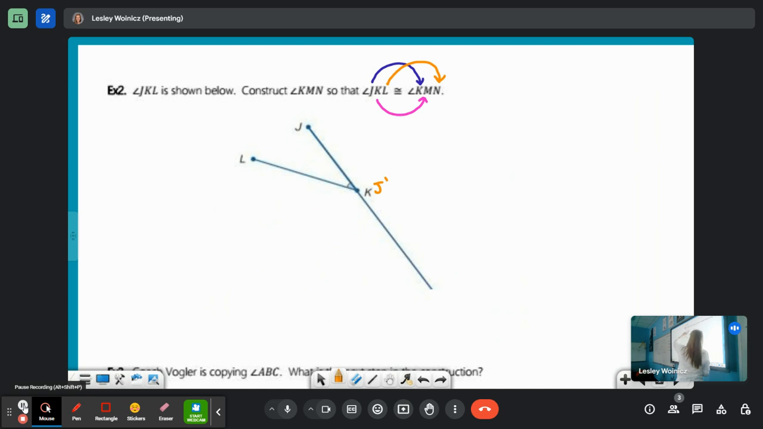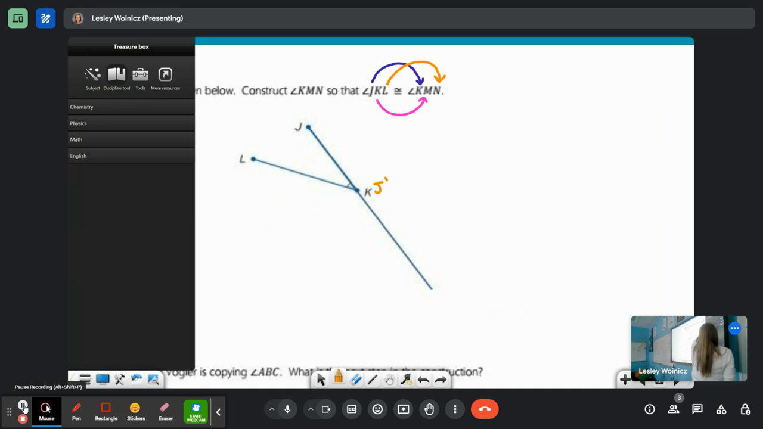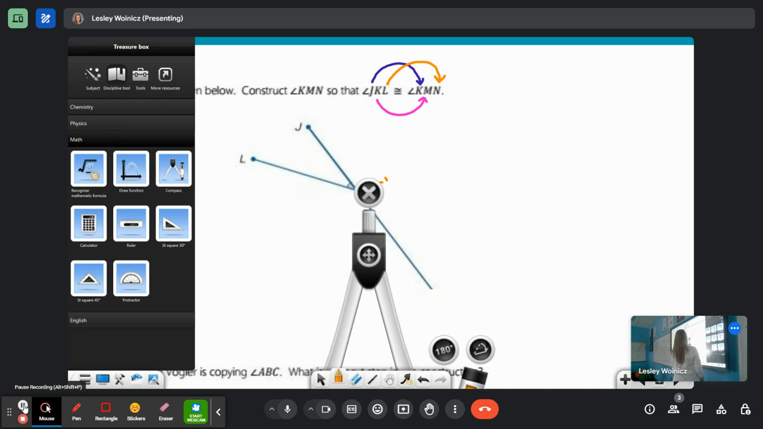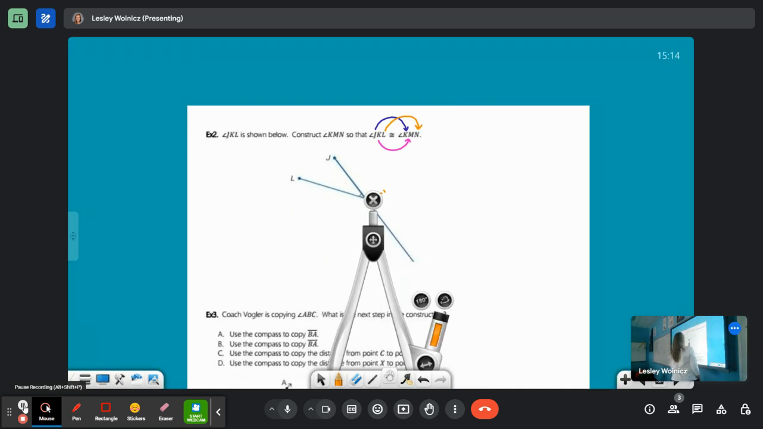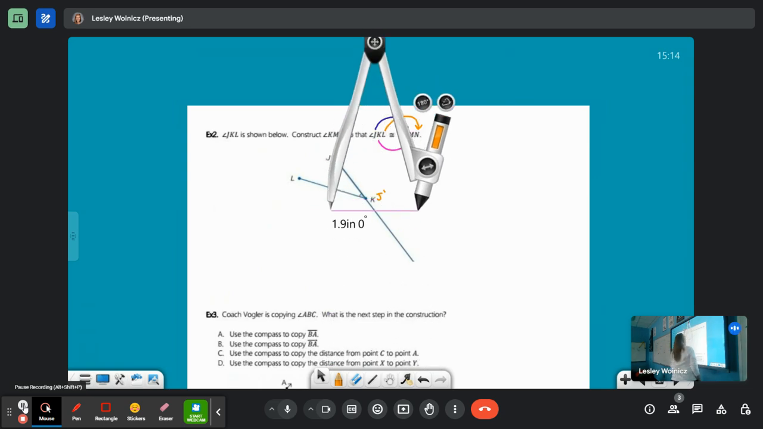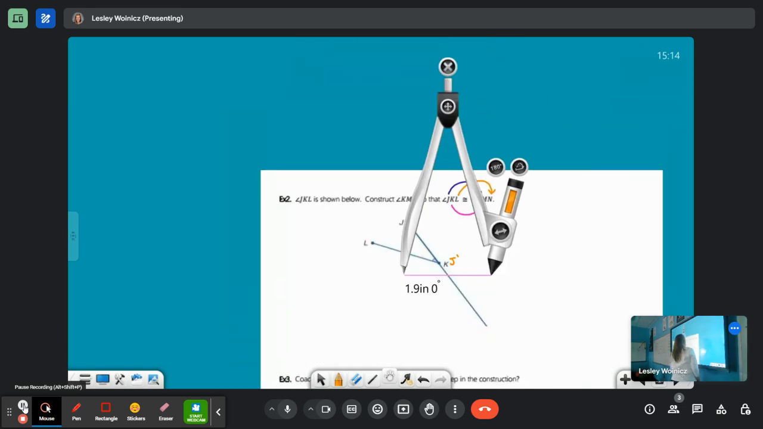So how could I get this distance here? What could I use? Copy the distance. I need my compass. All right, I'm going to zoom out. Oh, it hit the top. So annoying. Okay.